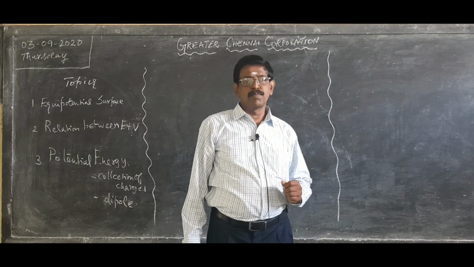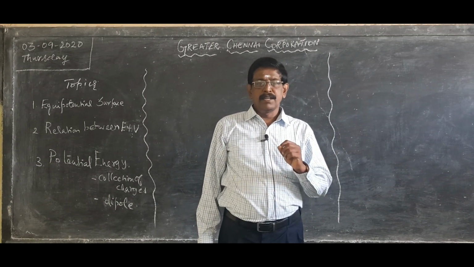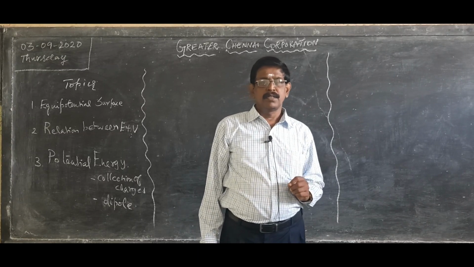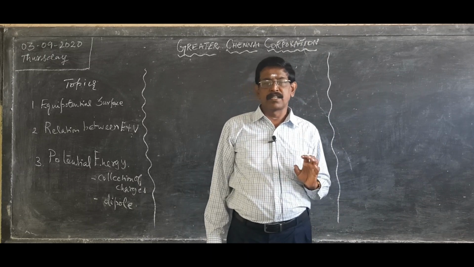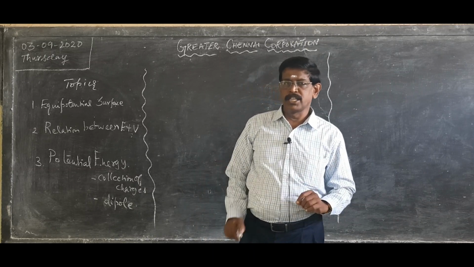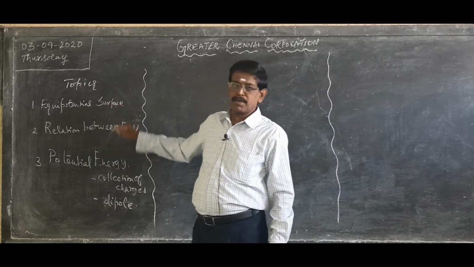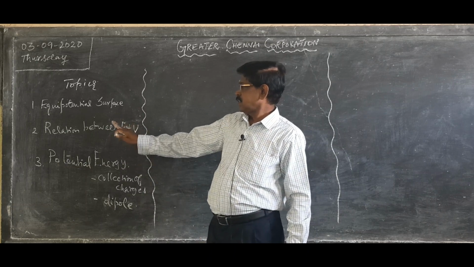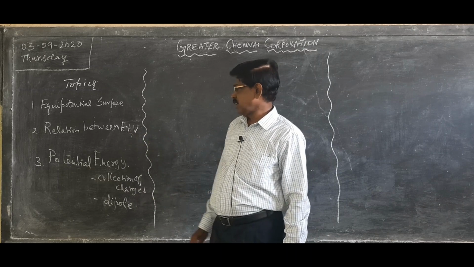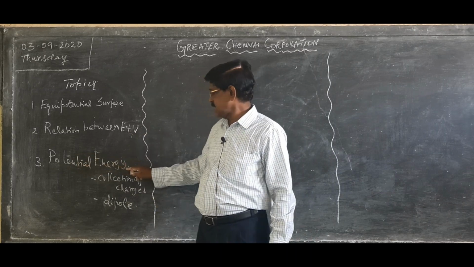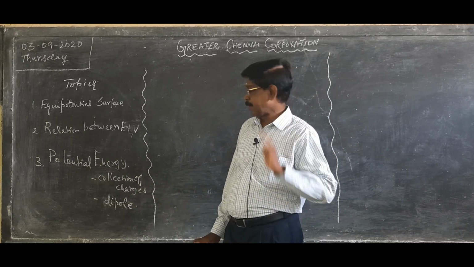Last class we saw the definition of potential, potential due to a single charge, and then potential due to a dipole. In continuation, today we are going to see these three topics: equipotential surface, topic number 1. Second topic, relation between electric field and the potential. The third one is potential energy due to the collection of charges as well as for the dipole.